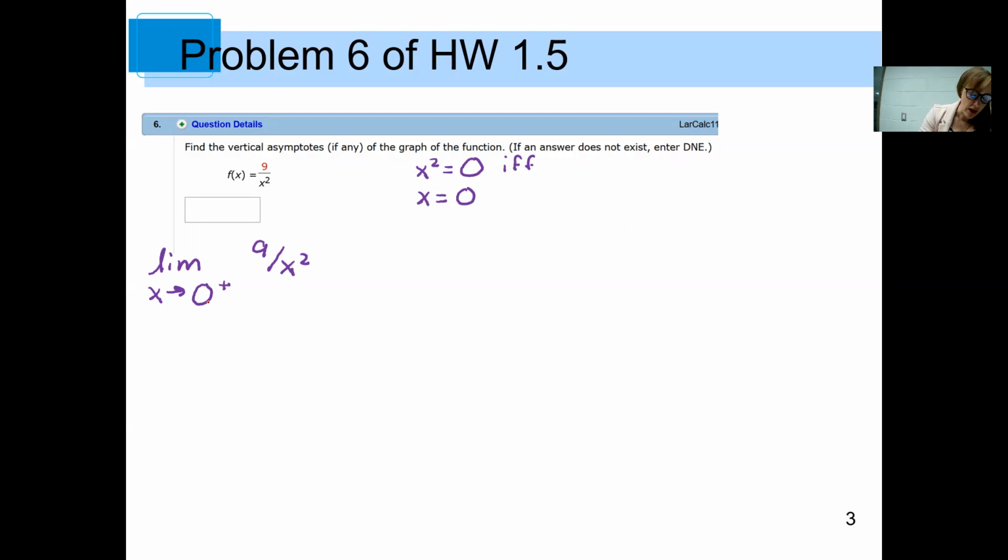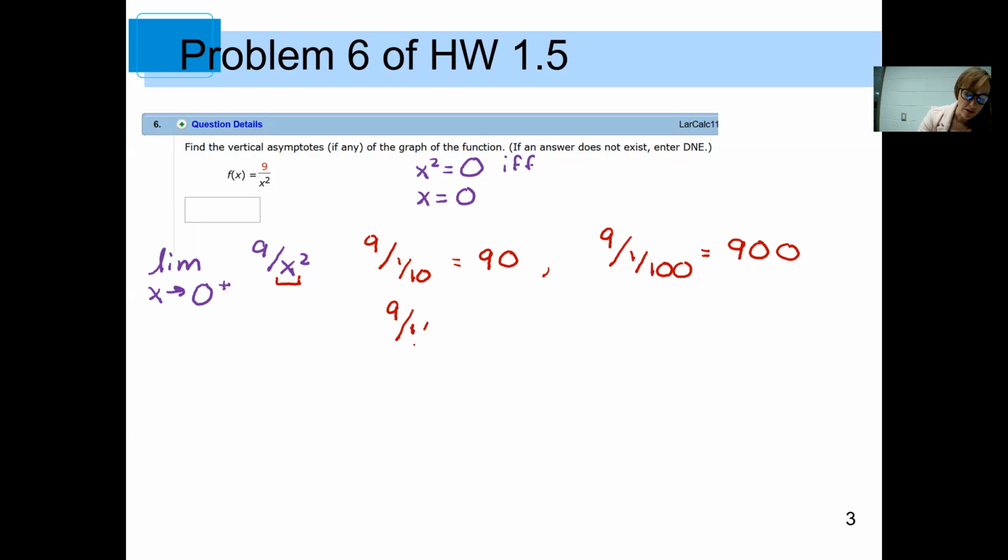So if I'm looking to the right of 0, I'm going to look at very small values, but they're still going to be positive. Okay, so I have this 9 in the numerator. That's a constant. We could even factor that out. We don't really have to worry about that. But if I look at small values like x equaling 1/10, then this is going to have a value of 90. If I look at x being 1/100th, then this is going to be 900. And so I'm just making a table essentially.